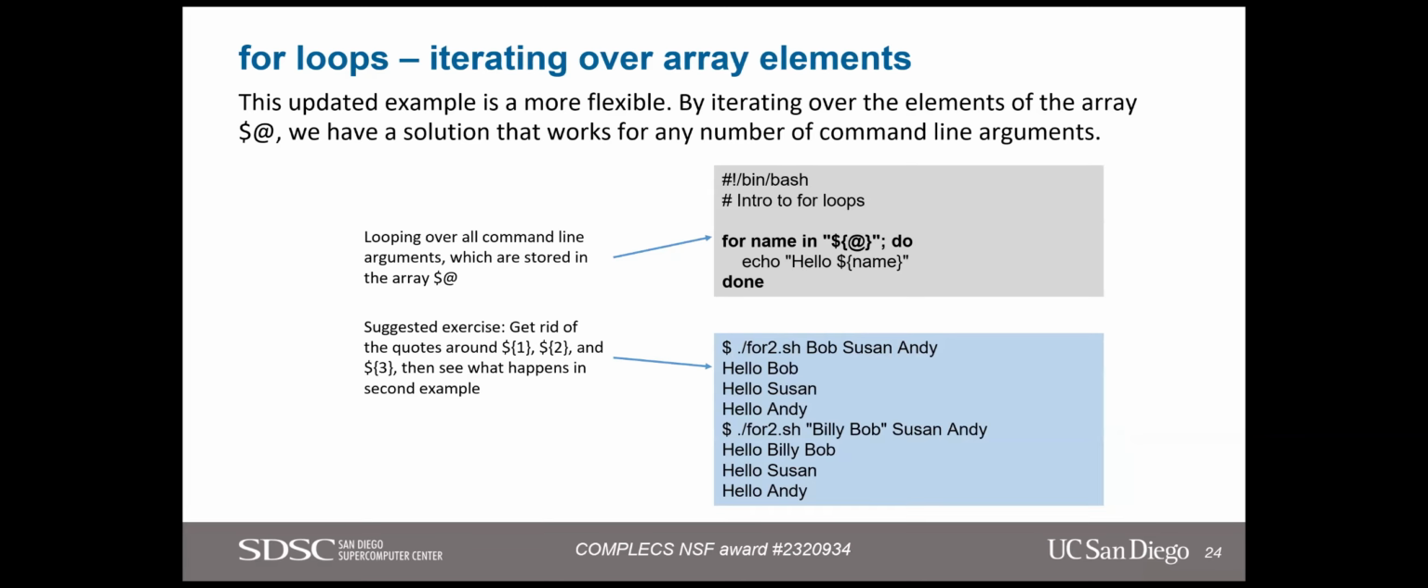But we can make it more versatile by using an array. By using the $@ it means it can take any number of parameters, and it can be flexible and change over time. So for name in our array, do something. In this example, we're doing the exact same thing, but we're doing it in an array, so we don't have to explicitly state the $1, $2, $3. So hello Bob, Susan, and Andy is the same as it was before. And for hello Billy Bob, Susan, and Andy is the same. Now, if we got rid of the quotes and we did this, then we would get hello Billy, hello Bob, hello Susan, and hello Andy.